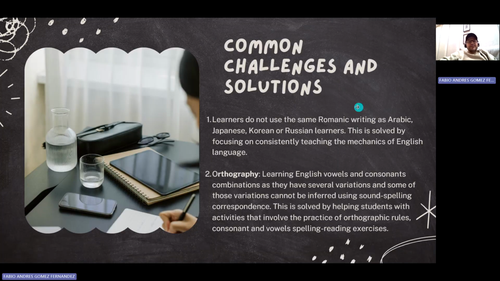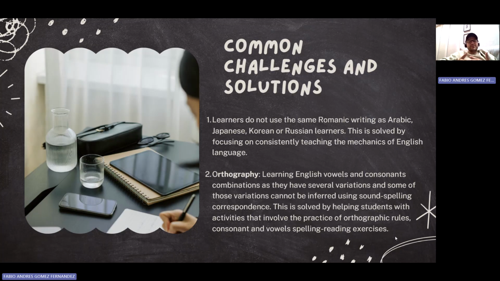Let's talk about the common challenges and solutions. I found two main challenges and solutions in the bibliography that I read. And the first one is when learners do not use the same Roman alphabet or writing, such as Arabic, Japanese, Korean, or Russian learners. This might be solved by focusing on consistently teaching the mechanics of the English language, as we mentioned before. And also, a second challenge is the orthography, which is also involved in the mechanics of the language.